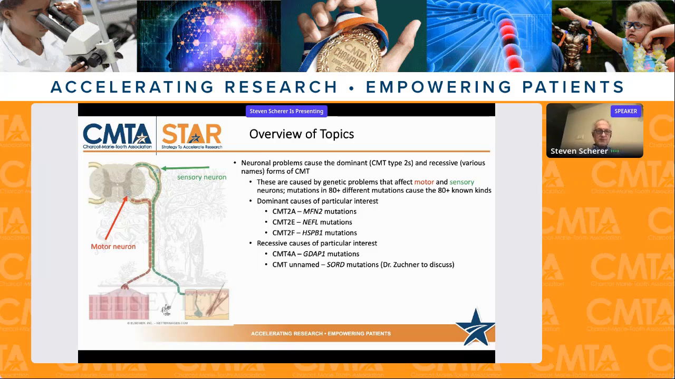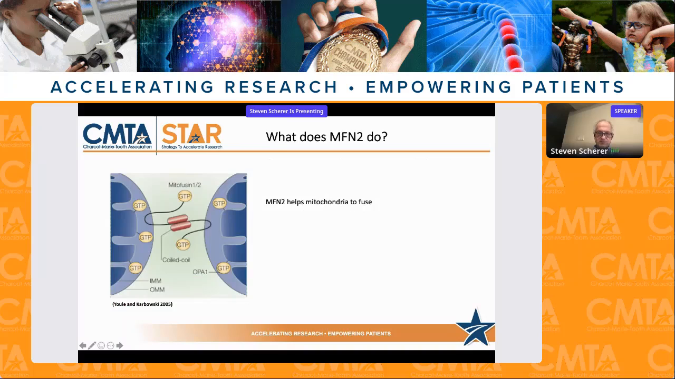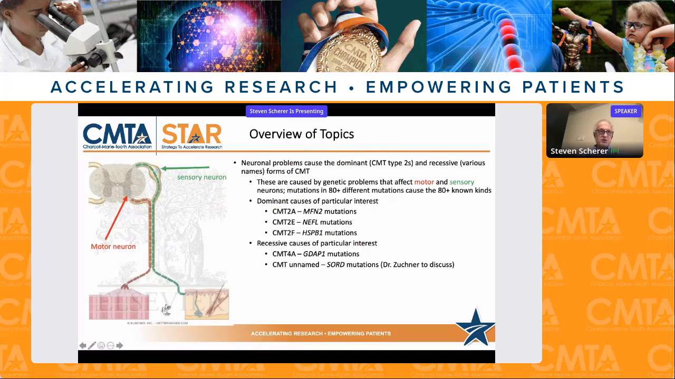So the purpose of this slide is to introduce you to where the action lives when it comes to neuropathies. The neurons that supply sensation to the body live in little clusters outside of the spinal cord. This is the spinal cord. And these are called ganglia. And the sensory neurons live in these ganglia.